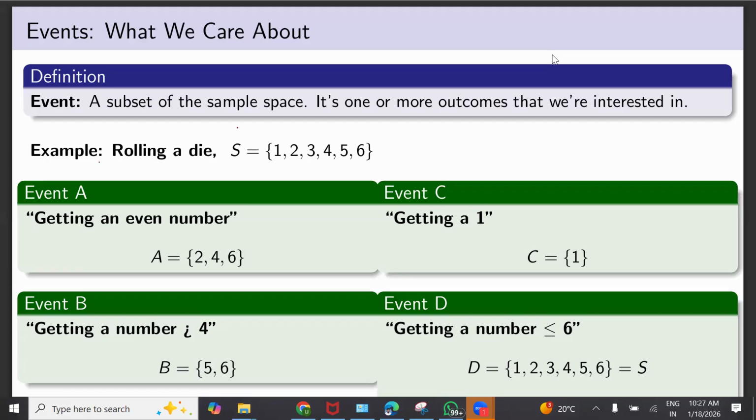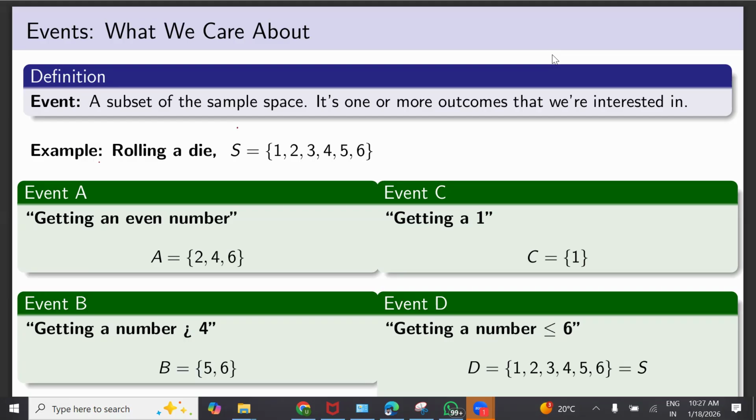Then event, what is an event? An event is a subset of the sample space. It is one or more outcomes that we are interested in. For example, rolling a die. For the sample space, we already know that there are 6 possible cases.